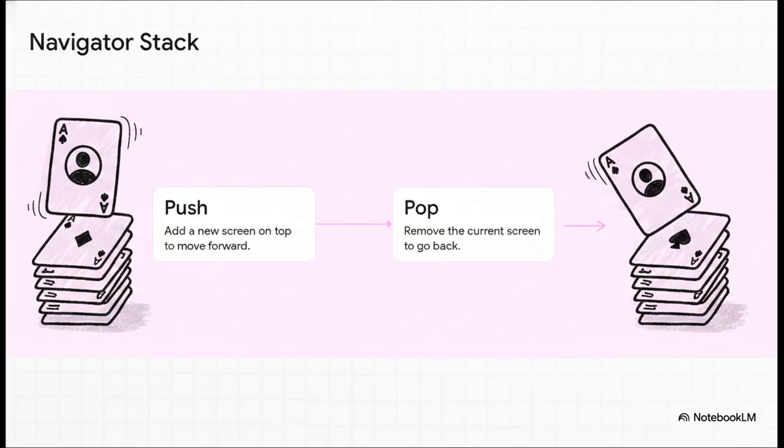To actually travel between all these interactive screens, Flutter uses a system cleverly called the Navigator. Think of your app screens exactly like a physical stack of playing cards. When a user taps a profile, you push a new card onto the top of the pile to go forward. When they hit the back button, you simply pop that top card right off to reveal the previous screen underneath. It is such an elegant, logical system.